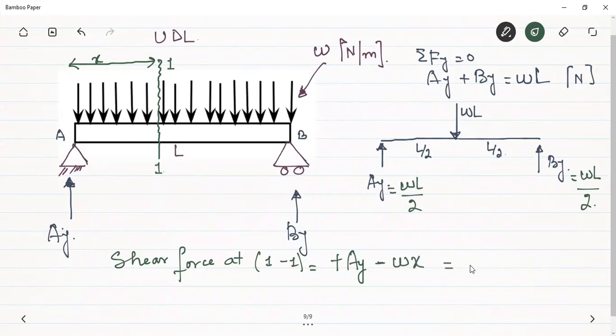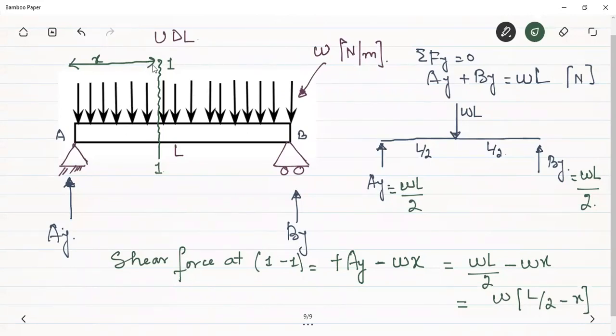What is AY? We had found out it is equal to omega L by 2. So V equals omega L by 2 minus omega x. This will give us the variation of the shear force. Fine. This is the equation. Once we got the equation, we can find it at any point. We can find at x equal to L by 4, L by 2, 3L by 4. So it is clear how we got the shear force equation.